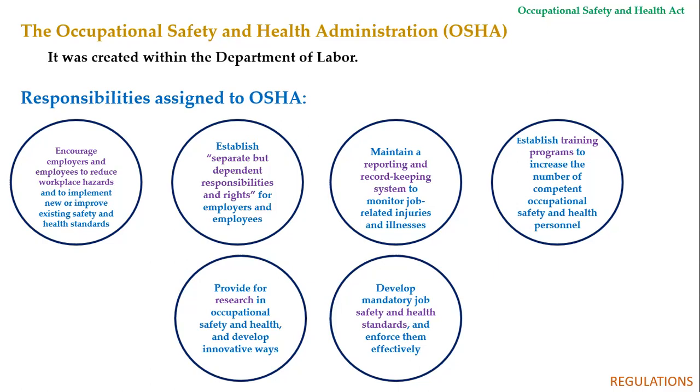So the first was to implement and improve the existing health and safety standards, and then to establish the roles, responsibilities and rights, then to maintain the statistics by a reporting and record keeping system, then to establish the training program and provide research in the field of OSH, and also develop the mandatory job safety and health standards and enforce them.